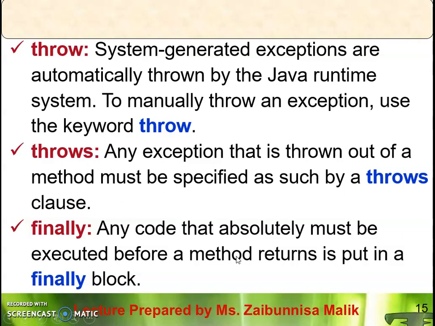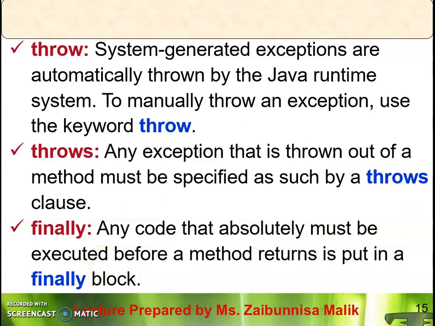So what will throw do? System generated exceptions are automatically thrown by the JVM, the Java Runtime System. To manually throw an exception, we have to use the keyword throw. Now what is throws? Any exception that is thrown out of a method. Method means a function. So inside the function, if any error may occur, that error will be thrown by using the keyword throws. Then finally, any code that absolutely must be executed.